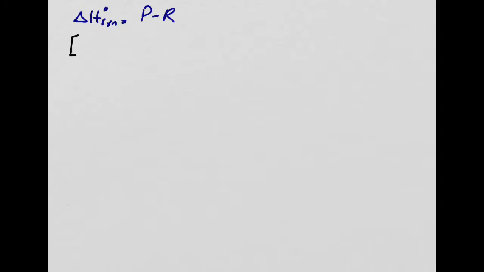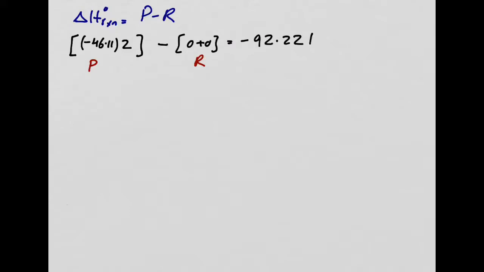So I ended up having minus 46.11 times 2. That's my only product. Minus, let's go to reactant. Reactant is just 0 and 0. Product minus reactant, what I end up getting is negative 92.22 kilojoules. Again, moles cancelled out. Don't forget that.